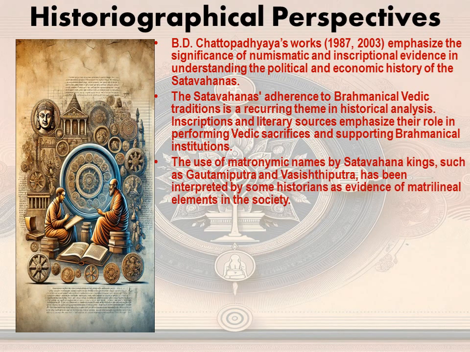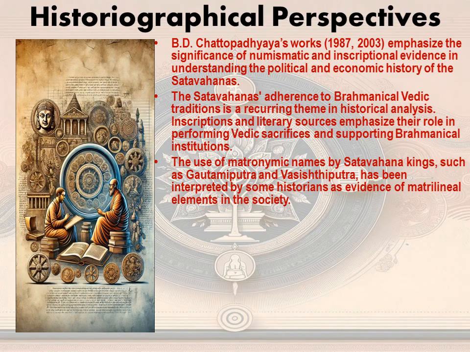The use of matronymic names by Satavahana kings such as Gautamiputra and Vasishthiputra has been interpreted by some historians as evidence of matrilineal elements in the society. So, society cannot be said to be fully patriarchal, but it was also matrilineal because we find the names of famous rulers derived from the names of their mothers, like Gautamiputra, which means son of Gautami, and Vasishthiputra, which means son of Vasishthi.